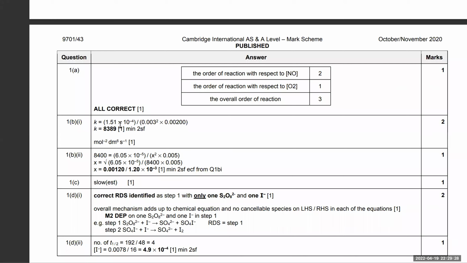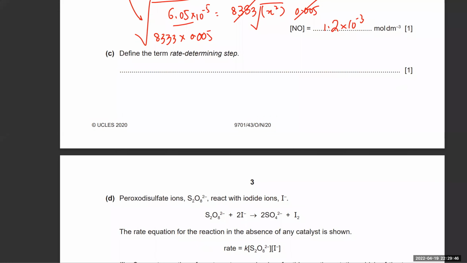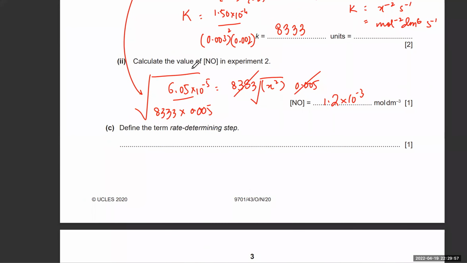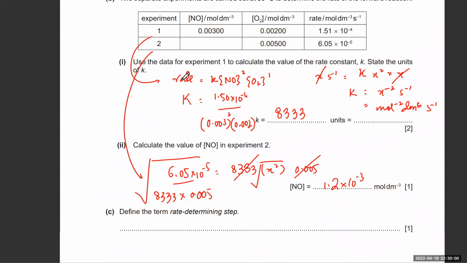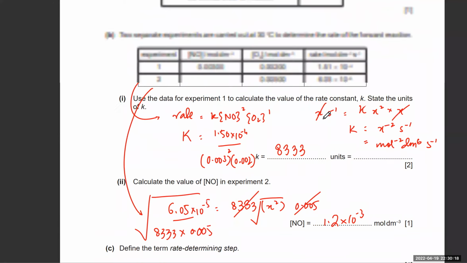So that came out to be 8389. Why is the value different? I'm using it, you're getting 8333. Why is that value coming out to be different? Other than that, the other one, 1.2, that came out to be fine. There's nothing wrong with that one. But why is the first one wrong? I mean, it's not that wrong. Did we make a mistake somewhere? Everything looks fine. Here you used 1.50 instead of 1.5. Okay, so that's where I made the mistake. That's where the difference is. So anyways, that's the first one.